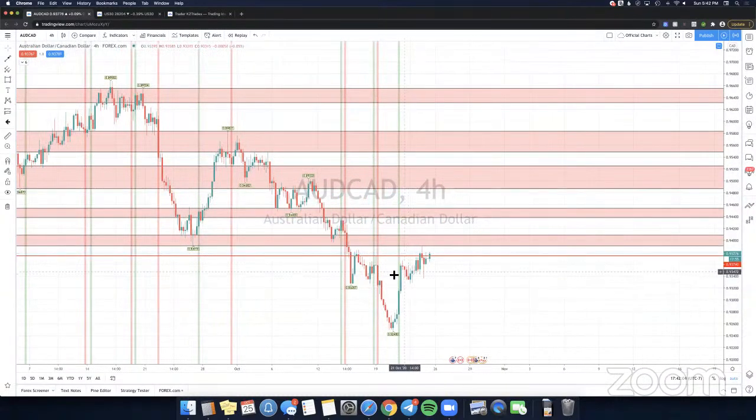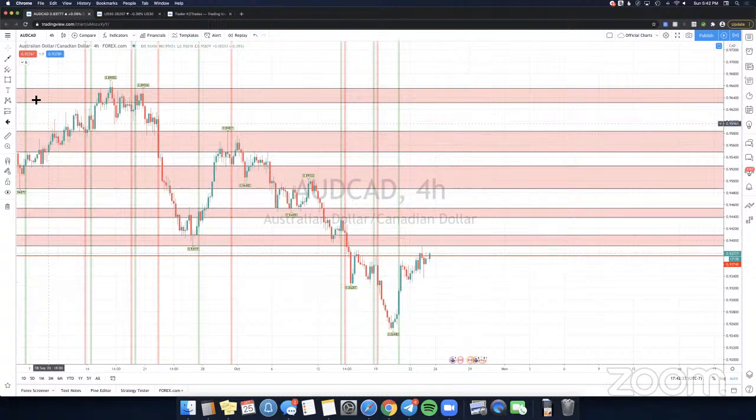So like right here, price came above. It broke the zone right here. However, it's so close to this next zone up here, about 13, 12 pips, and it's way too close because the spread's about 2 pips. So you're going to have to pay 4 pips going in and out of the trade. So it's just too risky.